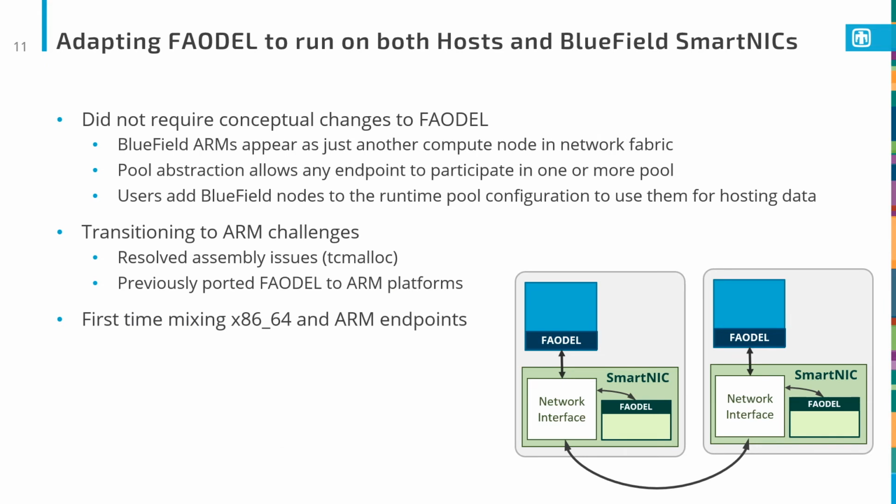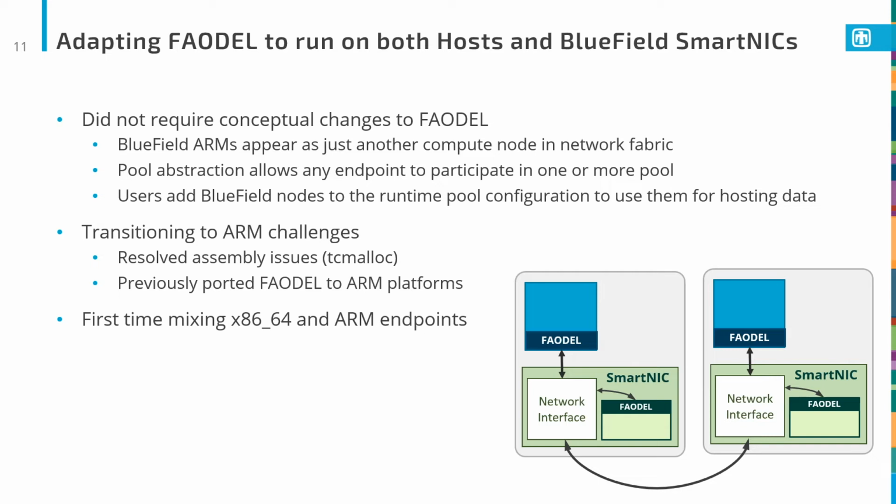Our team adapted Fayadel so that it can run on both hosts and BlueField SmartNICs. This work was relatively straightforward because we did not have to make conceptual changes to Fayadel. The ARM processors on the BlueField card run a self-contained version of Linux and are presented as just another compute node in the network fabric that applications can reach through normal network operations. Fayadel's pool abstractions allow any endpoint to participate in one or more pools. Therefore, users simply need to add the BlueField nodes to a runtime configuration to use them for hosting data.